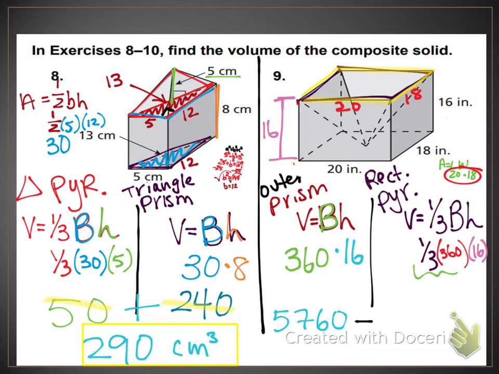So however you want to do this, I would do 1/3 of 360 is 120. And then times 16. However you want to do it. What is the volume of the pyramid? 1920. So then go ahead and subtract these two, and we will get our final volume.